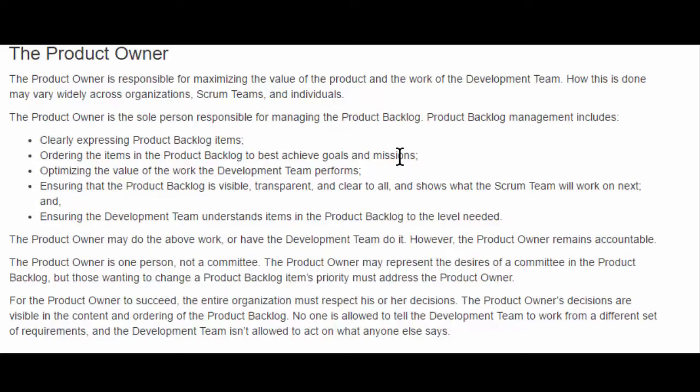So who's responsible and accountable for this? You can do the work. You can have the development team do the work. However, you remain accountable for the work being done.